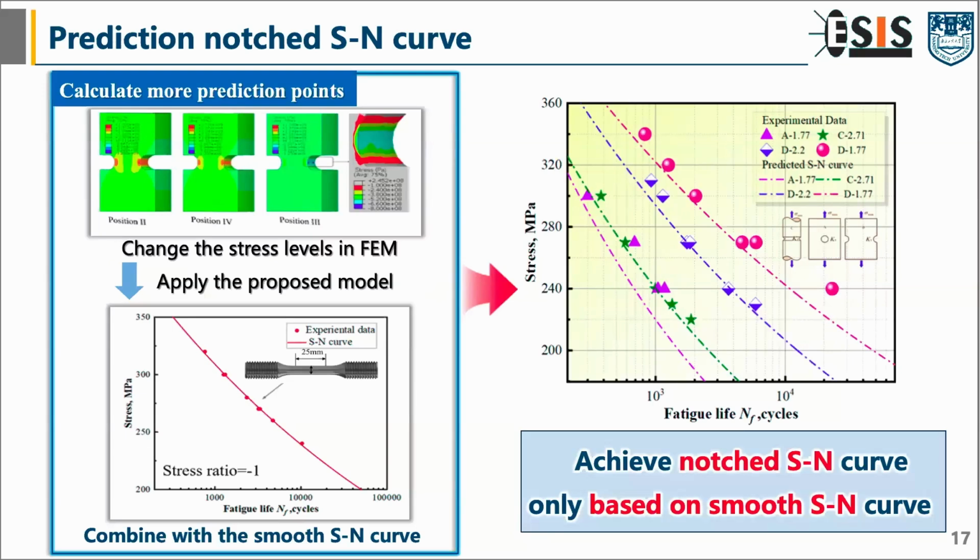What's more, we did some work around collecting more prediction points by changing the stress levels in FEM. And then we applied the proposed model, combining it with the smooth SN curve. We can achieve the notched SN curve only based on the smooth SN curve for an engineering risk assessment.